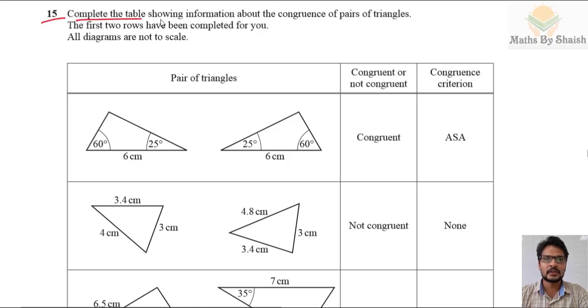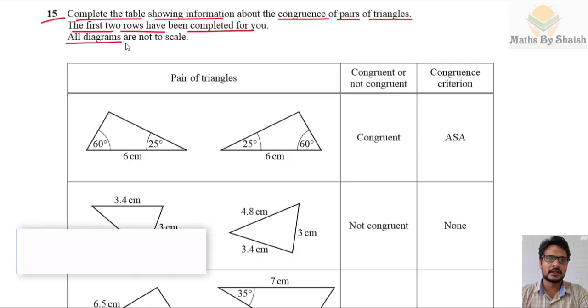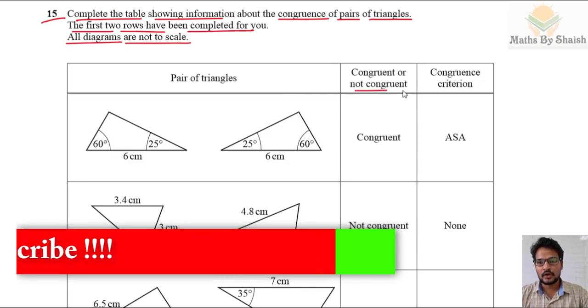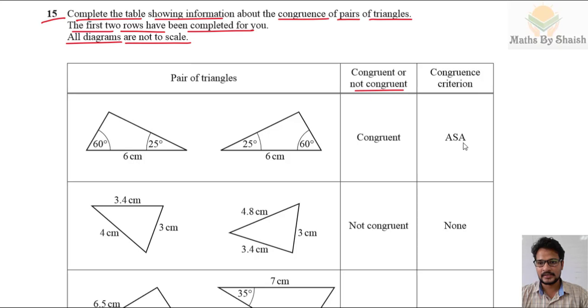Now we have the 15th question. Complete the table showing information about the congruence of pairs of triangles. The first two rows have been completed for you. All diagrams are not to scale. So what we need to do is say whether they are congruent or not, and the congruency criteria are mentioned here. From the first part we can see angle, side, angle, so it is ASA. The diagram is reflected, but we can always match A with A.